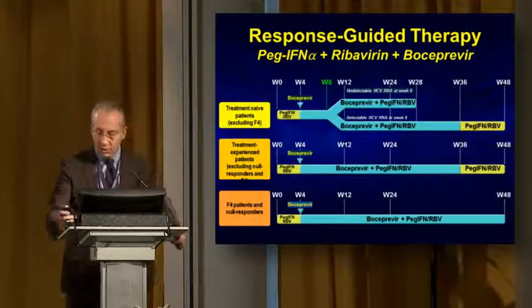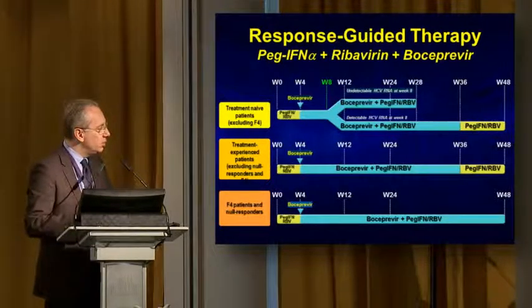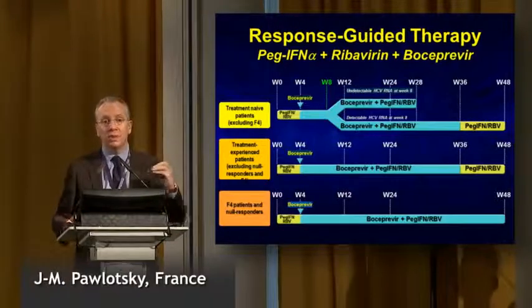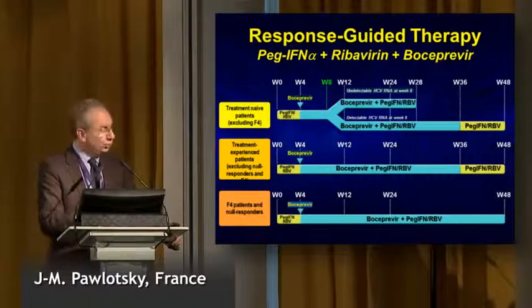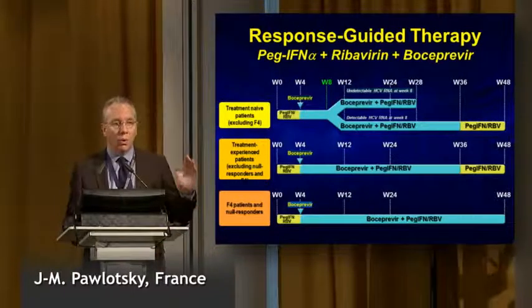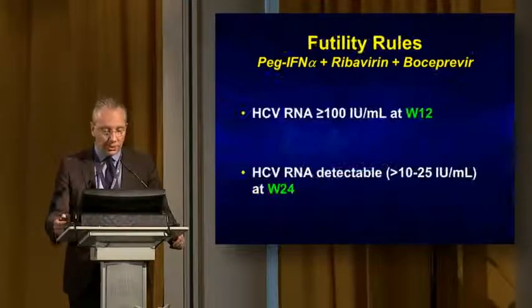The patients are treated with the lead-in phase of 4 weeks, then boceprevir is added, and then the triple combination is continued until week 48. So the response-guided therapy, the use of HIV RNA monitoring, is useful only in the treatment-naive patients who do not have cirrhosis. All of the other patients should be treated with a fixed dose and duration.